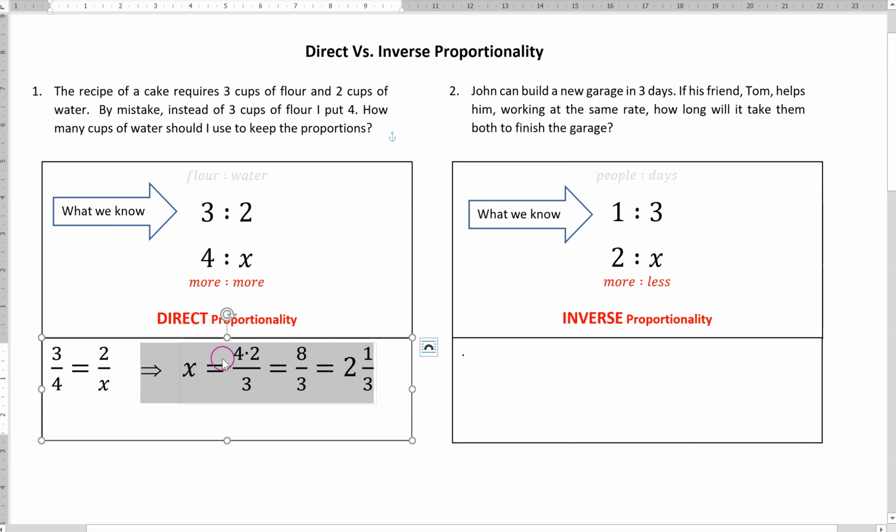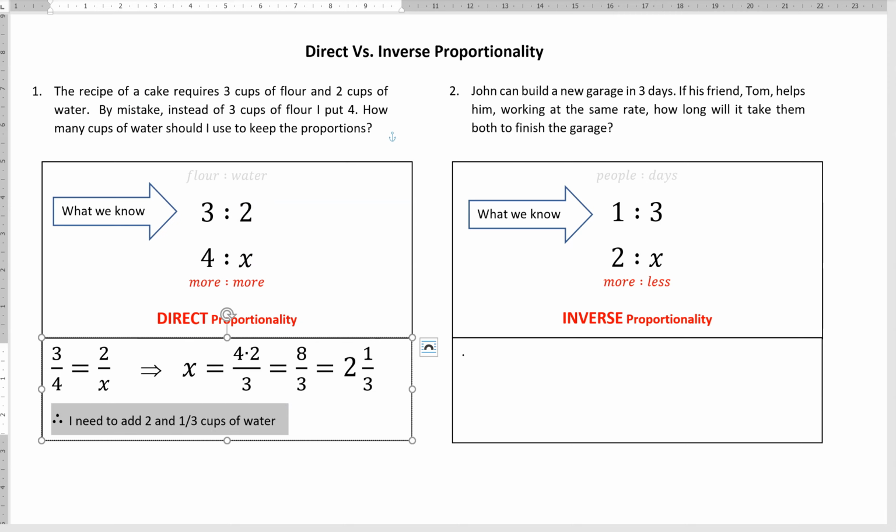And then you do the solution, so 4 times 2 over 3, 8 over 3, 2 and 1 over 3. What does that mean? X was water. I need 2 cups and 1/3 of water.